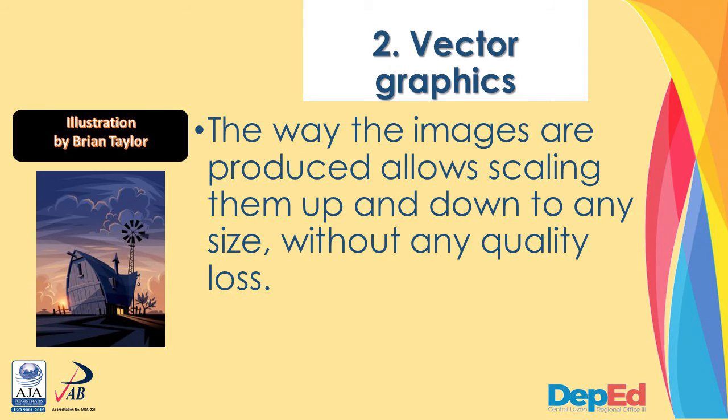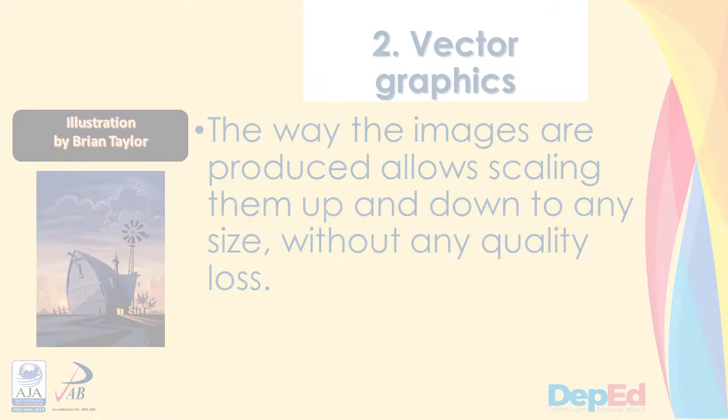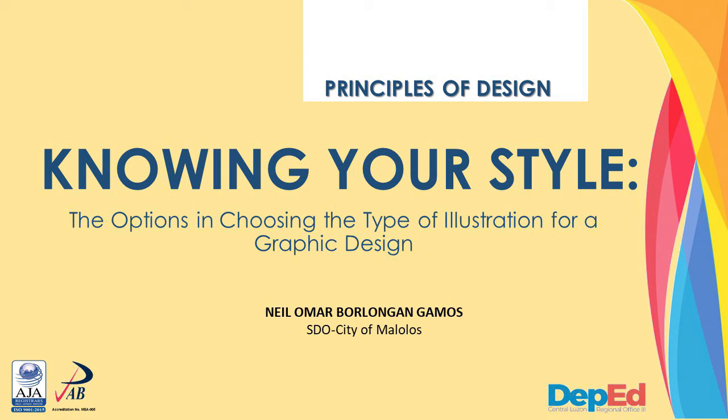Vector graphics. In the other group, we put vector graphics or illustrations. The way the images are produced allows scaling them up and down to any size, without any quality loss. By rule, it is harder to make a smooth transition with vectors, but vector has its advantages in producing a certain style of imagery. This makes it very popular for web illustration. You can easily recognize the vector by its clear outlines, shapes, and definition. These are the options in choosing the types of illustration for a graphic design. This will be thoroughly discussed to you by the next speakers.